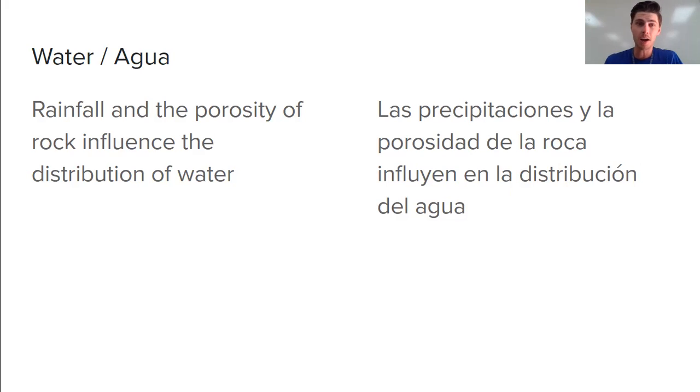If there is not porosity, if there are few or no pores in the rock, there could be all sorts of rain, but it cannot be stored. Again, a key idea for water is that rainfall and the porosity of rock influence the distribution of water. Hopefully, we have that key idea.